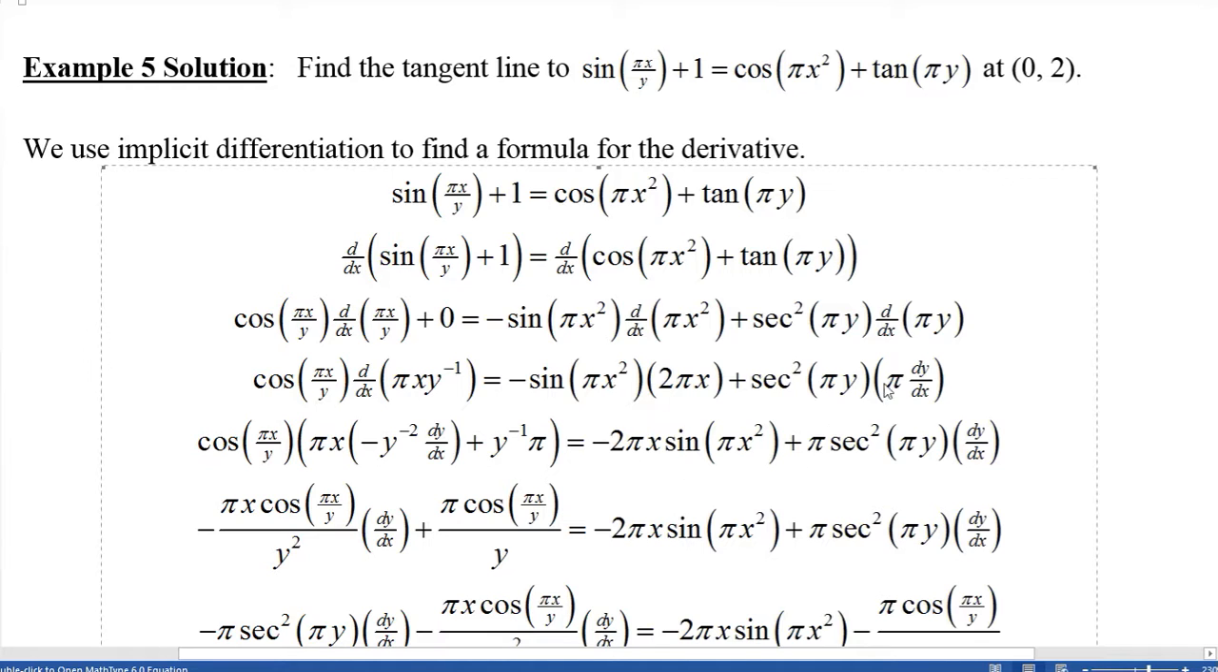So I moved this pi in the front here. I moved the 2 pi and the x in front here with the minus. And I distributed here and make this cosine of pi x over y times pi times x. And then this is the negative went out front, and then the y, the -2 becomes y squared in the denominator. And all that's times dy over dx. Plus, when we multiply the cosine of this thing times this, we get pi times cosine of pi x over y. And then that's over y.